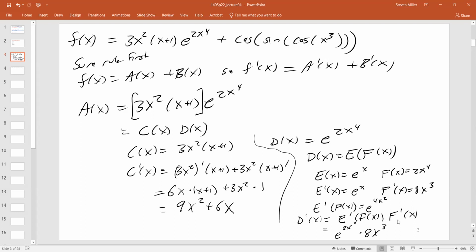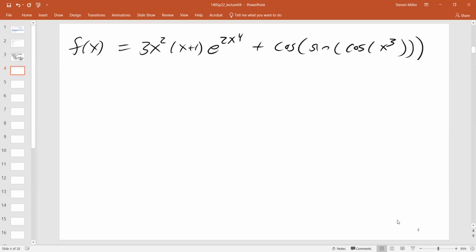So I have to remember that I'm evaluating the derivative at f of x. And so I have my function big E. Its derivative is itself because it's the exponential function. And then I have this extra f prime that I have to put in.